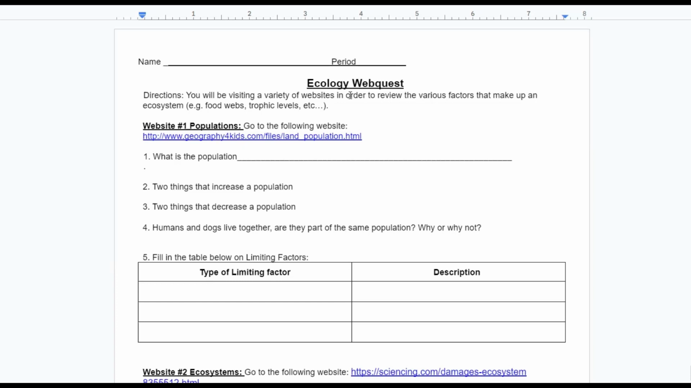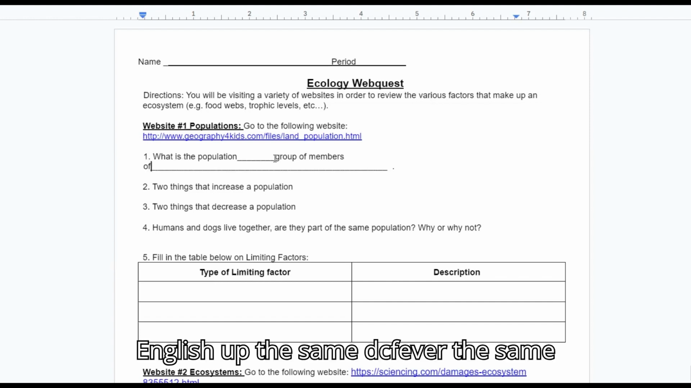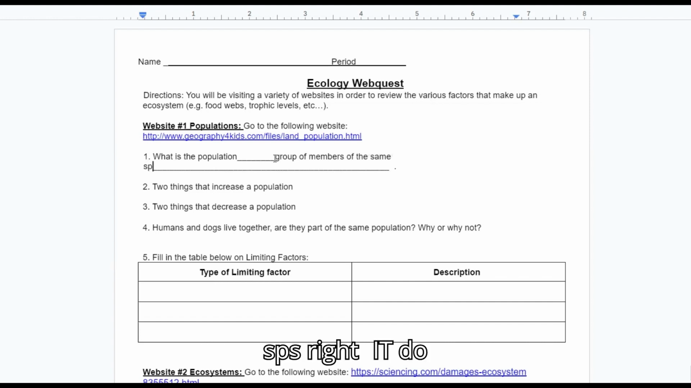So you're supposed to be looking at population. So what is a population? That is a group of members of the same species, all right, so like humans.